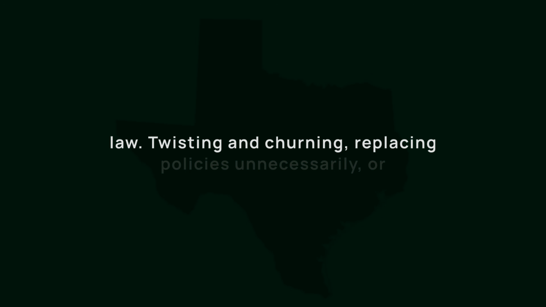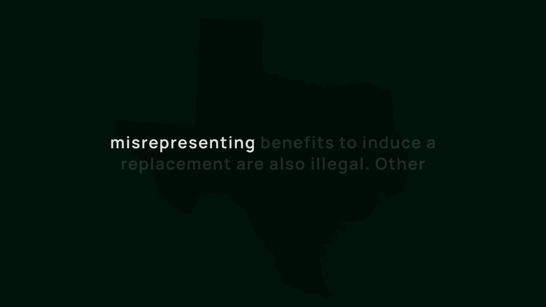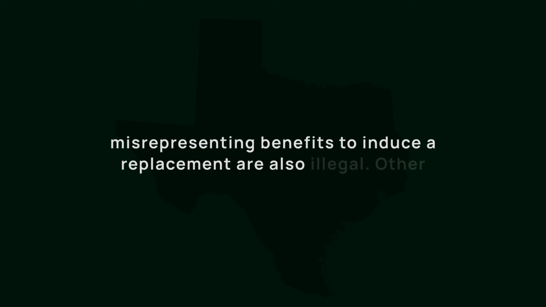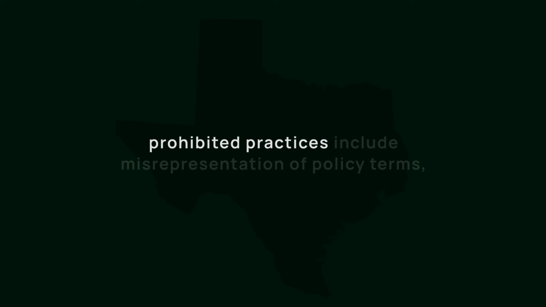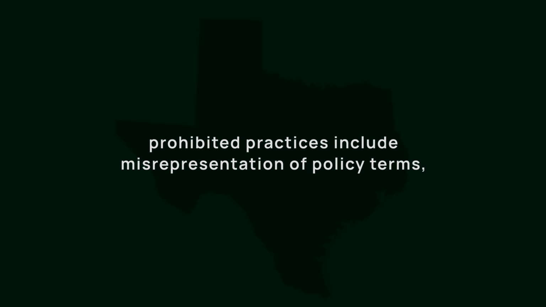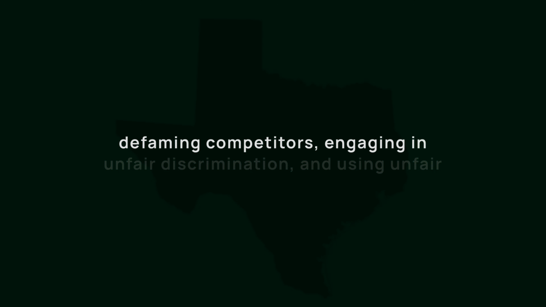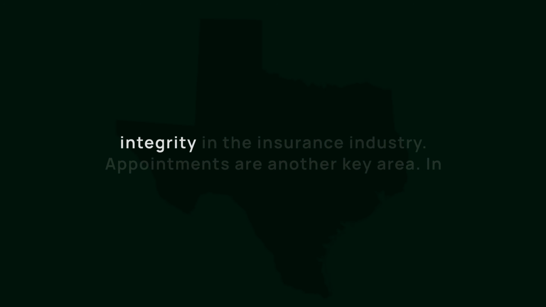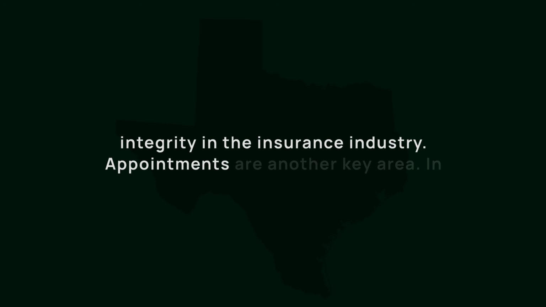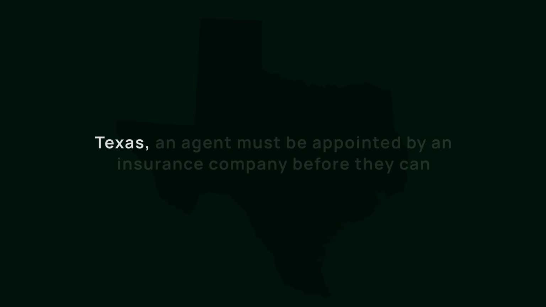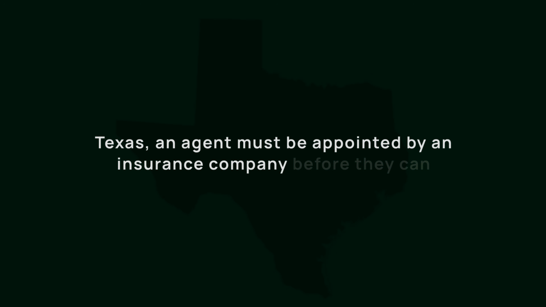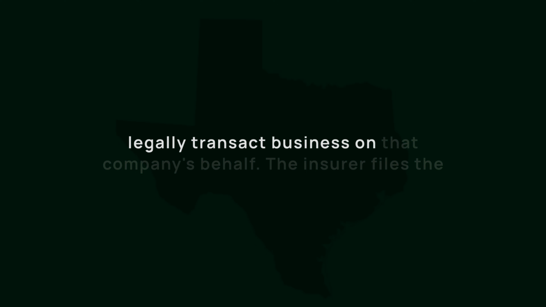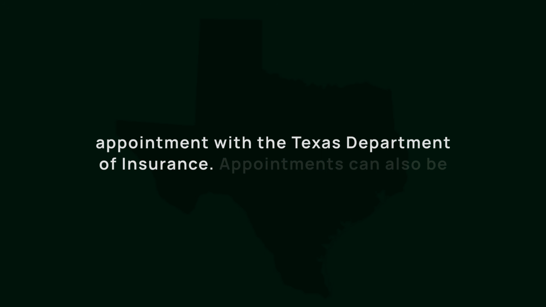Twisting and churning, replacing policies unnecessarily, or misrepresenting benefits to induce a replacement, are also illegal. Other prohibited practices include misrepresentation of policy terms, defaming competitors, engaging in unfair discrimination, and using unfair marketing practices. The goal is to protect consumers and maintain integrity in the insurance industry. Appointments are another key area. In Texas, an agent must be appointed by an insurance company before they can legally transact business on that company's behalf. The insurer files the appointment with the Texas Department of Insurance.